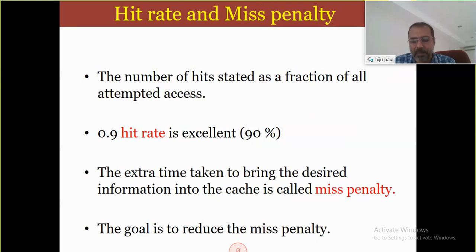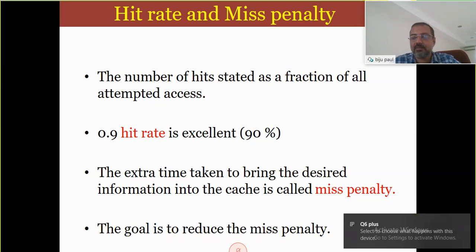Now, hit rate and miss penalty. You know what is a hit, what is a miss? The extra time taken to bring the desired information to the cache, that is the miss penalty. Hit rate: if everything asked by the processor is there in the cache, it's very good, but normally it won't happen. So we can calculate the hit rate also. The processor asked for this many and this many were there, so we can calculate the hit rate. If it is 0.9, 90%, that is excellent. So regarding the cache, we have studied what is cache memory, what are the functions of cache memory, what is the advantage of cache memory, what are the replacement algorithms, what are hit and miss. So I hope the cache memory is almost clear for you. Now I'll wait for your doubts.